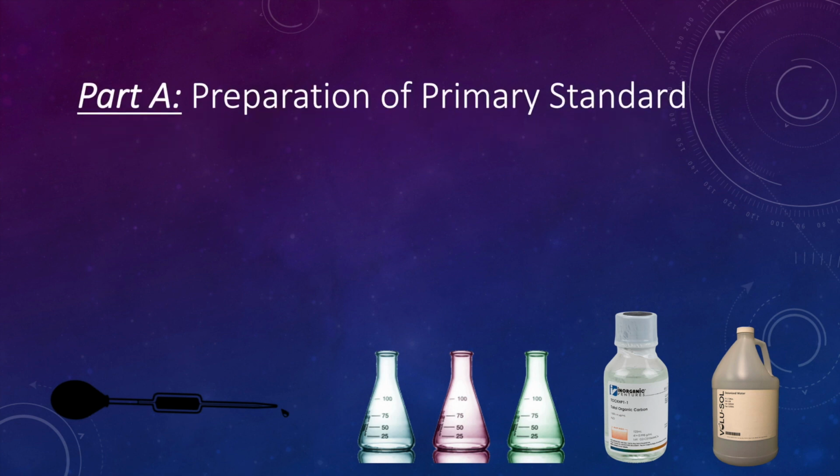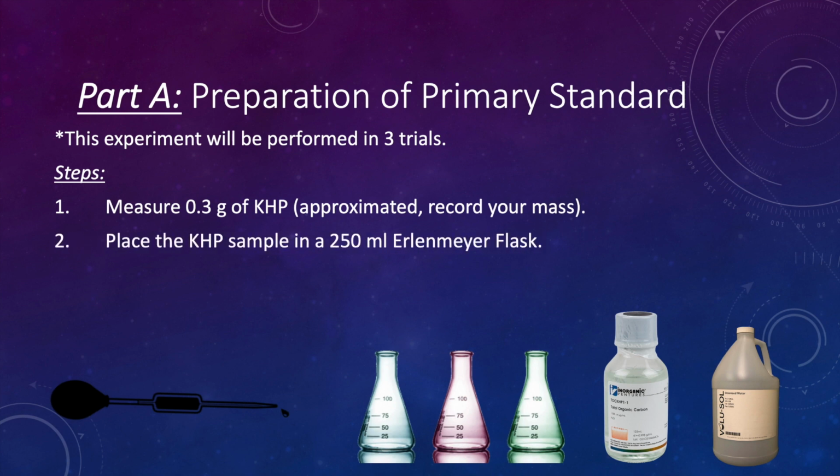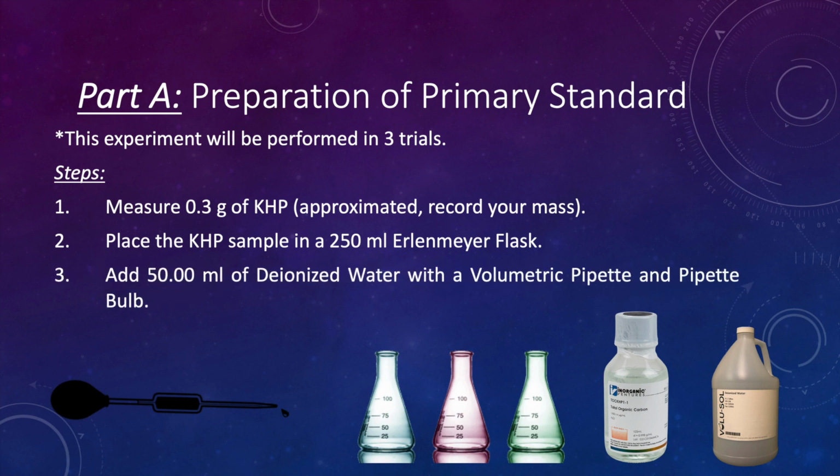So for part A, the preparation of primary standard, in this experiment we'll perform this in 3 trials. We're going to measure the KHP and record our mass. Make sure you have approximately 0.3 grams. Then we're going to place it in the 250 milliliter Erlenmeyer flask. We're going to add 50 milliliters of deionized water with a volumetric pipette and pipette bulb, and we're going to label the flask to identify the sample.